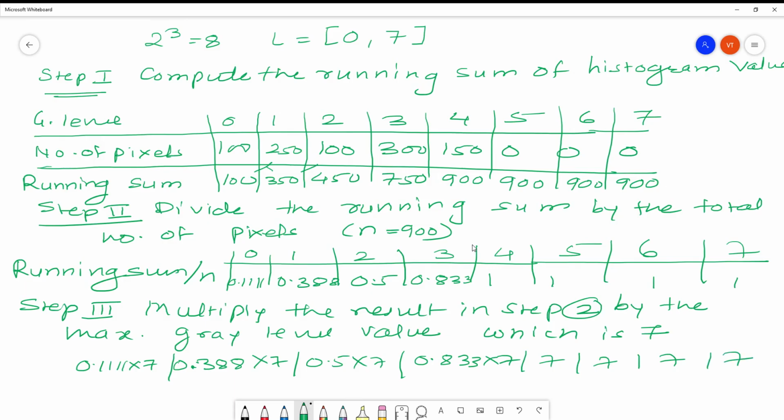So this is how much we'll get: 0.777, right? This is 2.716. Then you get 3.5 here. Then you get 5.831. Okay, and this will be as it is, 7, 7, 7, 7. This is like this.